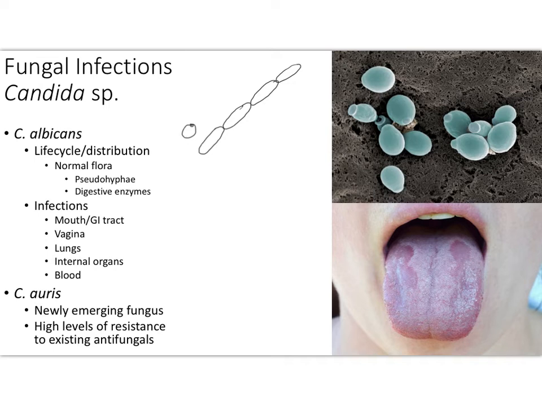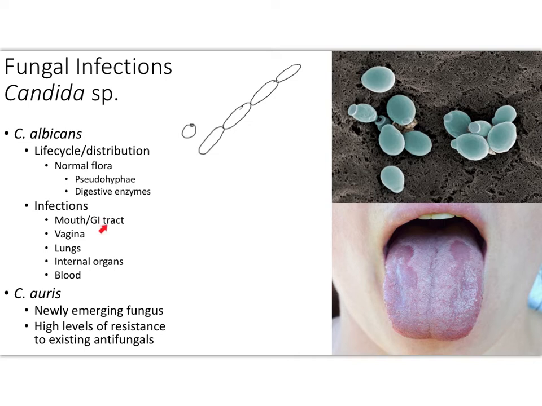In terms of infections, or where it can infect in the body, it can really infect all kinds of places. Some of the most common are places like the mouth, especially for babies. When you hear about babies getting a thrush infection, that's what they have. They have a Candida infection in their mouth.